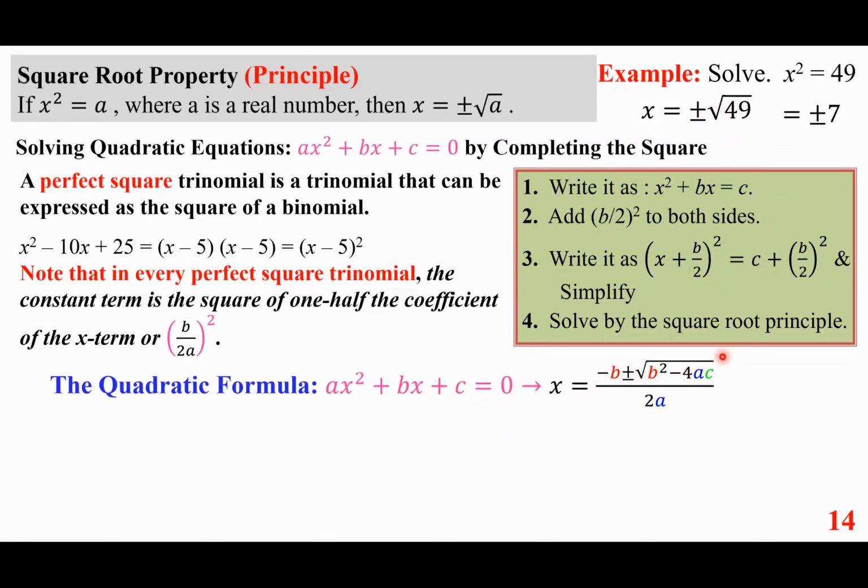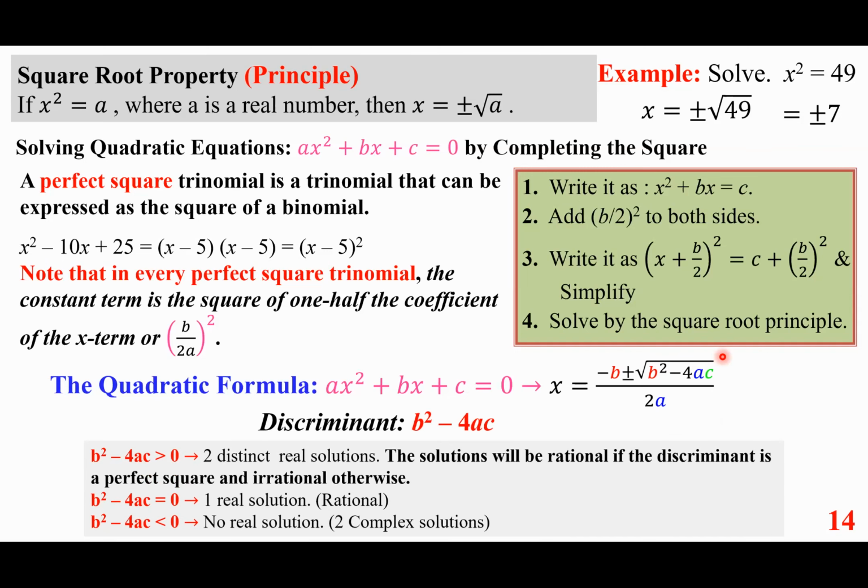What's under the radical is called the discriminant. So if b squared minus 4ac is positive, we have two distinct real solutions. The solutions will be rational if the discriminant is a perfect square and irrational otherwise. If it happened to be a perfect square, the root comes out, and what it means is we could have done it by factoring. If it's 0, there's one solution. And if it's negative, there are two complex solutions.